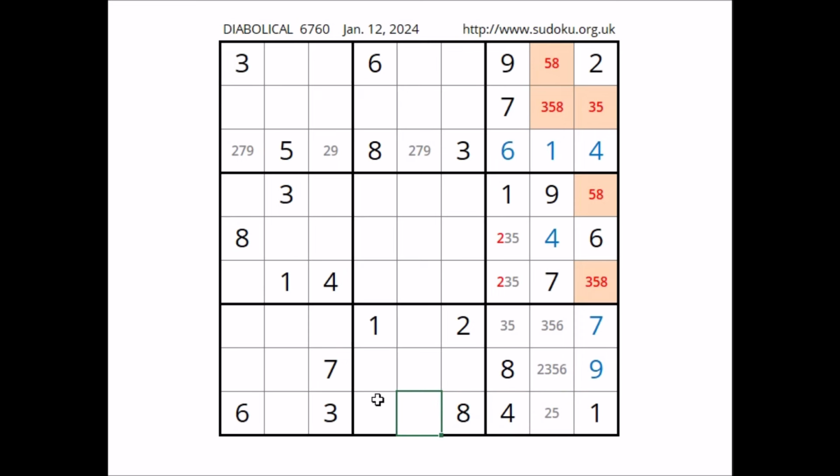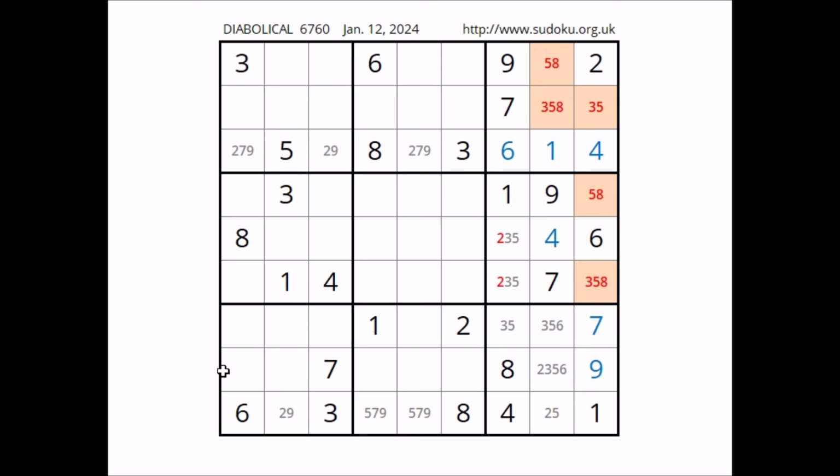We have 2 in this sector, so in these two places for the moment, the options are 5, 7, and 9. 5, 7, and 9 here, 5, 7, and 9 here. And we have 7 in this sector, 5 in this column, so in this place, 2 and 9 are the options, okay? 2 and 9 here.